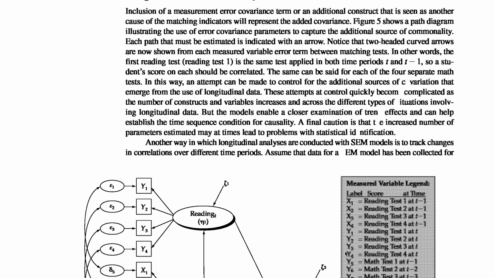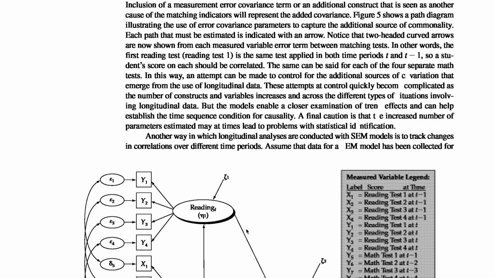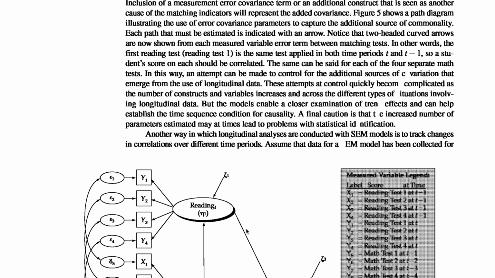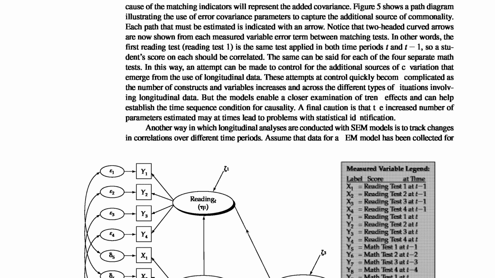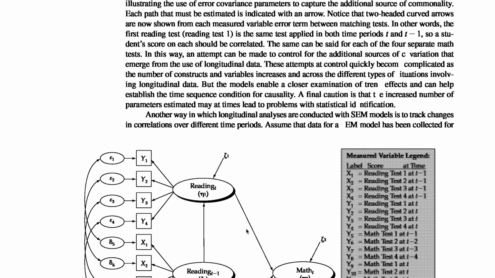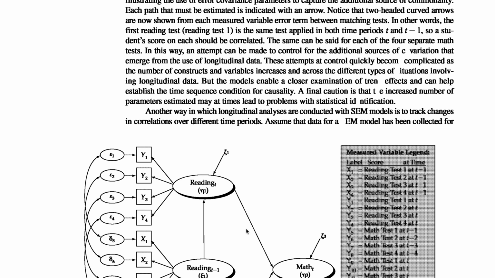Note that the two-headed curved arrows are now shown from each measurement variable error term between the matching tests. In other words, the first reading test is applied in both time periods t and t minus 1, so a student's score on each should be correlated. The same can be said for each of the four separate math tests. In this way, an attempt can be made to control for the additional sources of covariance that emerge from the use of longitudinal data.